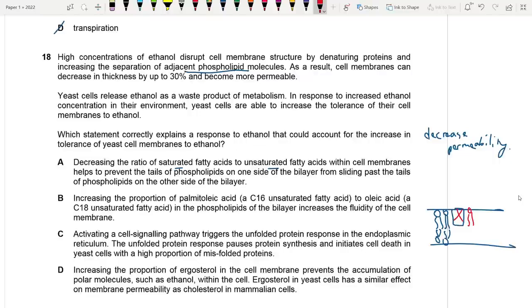So look at A. Decreasing the ratio of saturated fatty acids to unsaturated within cell membranes helps to prevent the tails of phospholipids of one side of the bilayer from sliding past the tails of phospholipids on the other side of the bilayer. So we're talking about this side and the exterior side. There are two sides.